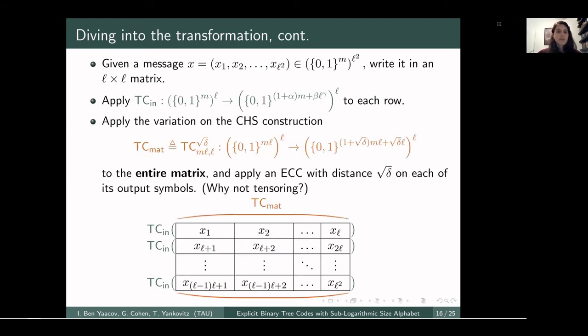Then we take a suitable variation of the CHS construction with distance square root of delta, which we refer to as TC-mat, and apply it to the entire matrix. In addition, we reinterpret each output symbol of TC-mat as a string of length L and apply it to a standard error correcting code with distance of square root of delta.